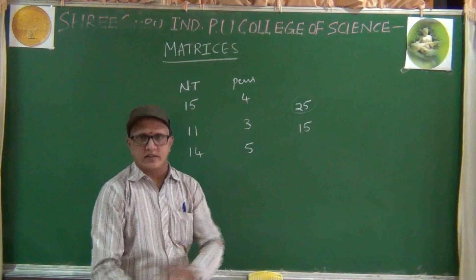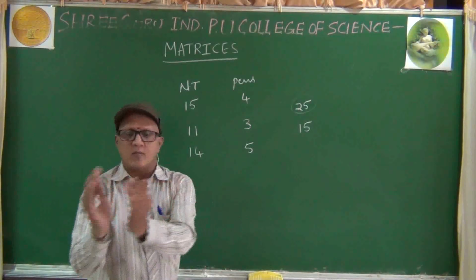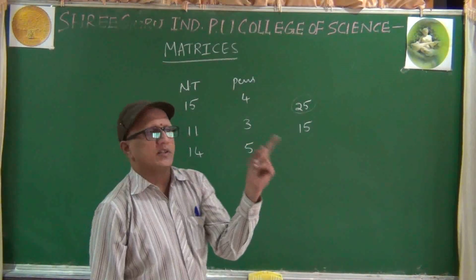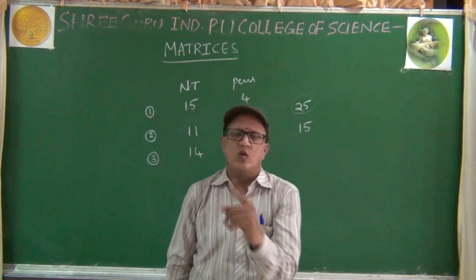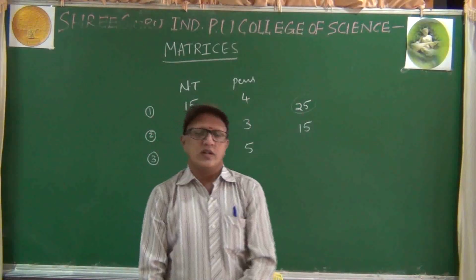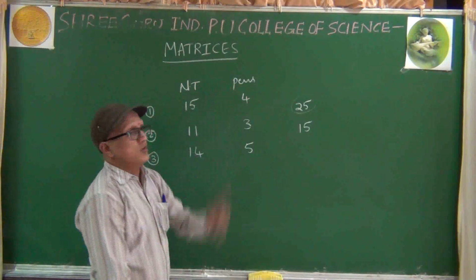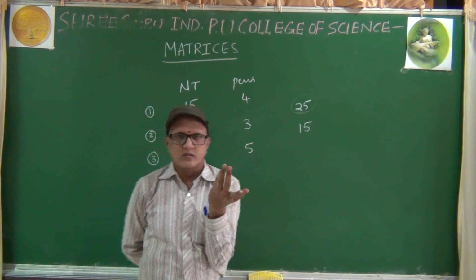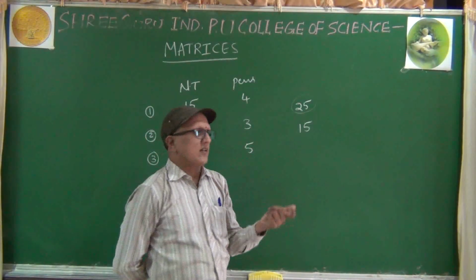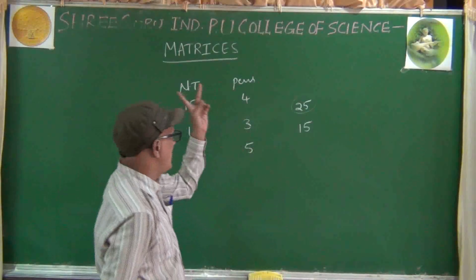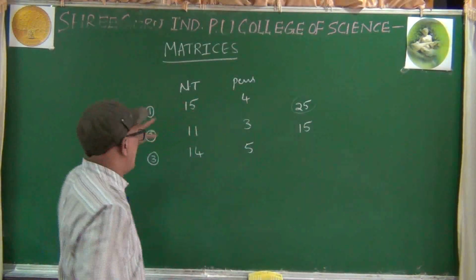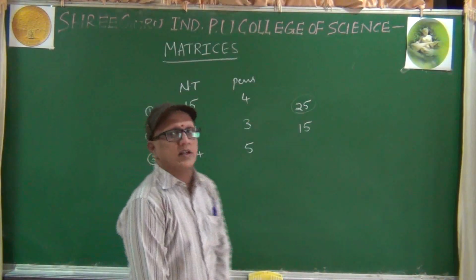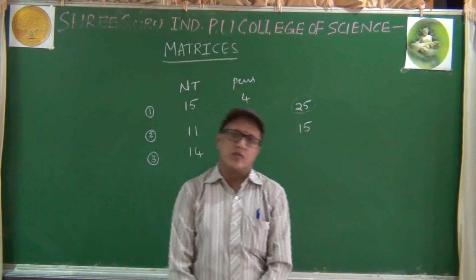Suppose some 20 people are there at a time. How much should each of the 20 people pay? Here I have taken only 2 products, but a shop has so many things, not only notebooks and pens. For understanding purposes I have taken only 2 products and 3 members, but in a shop so many products are there and so many persons will go.